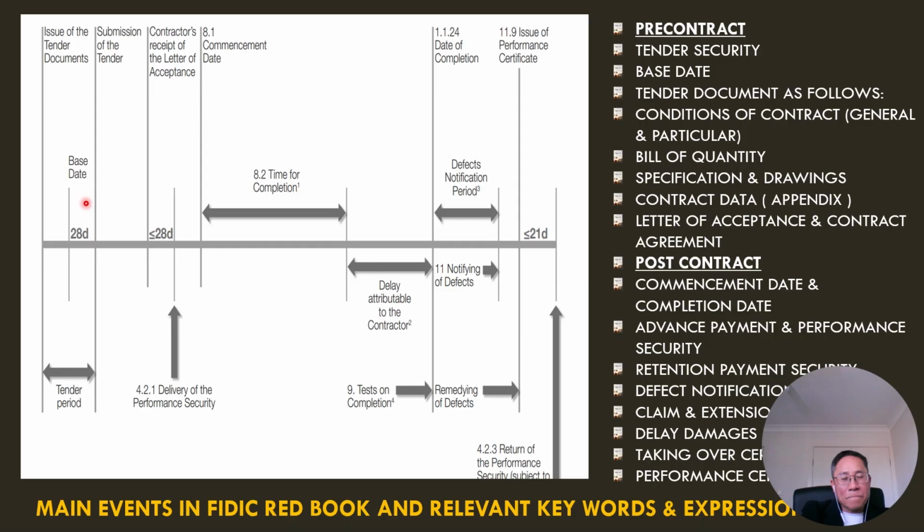Because the FIDIC contract is initially designed for remeasured quantity, final remeasured quantity, FIDIC is not a lump sum contract. So keep in mind, if we want to apply a lump sum contract, we have to amend the standard conditions of contract in the particular conditions of contract. Otherwise, we have to pay based on final remeasured quantity.